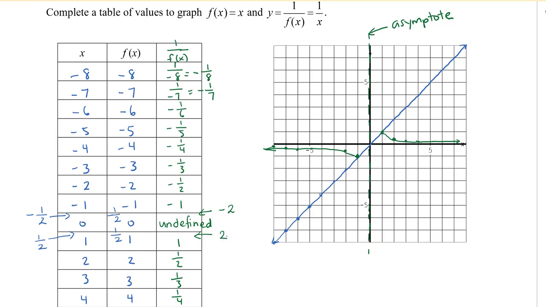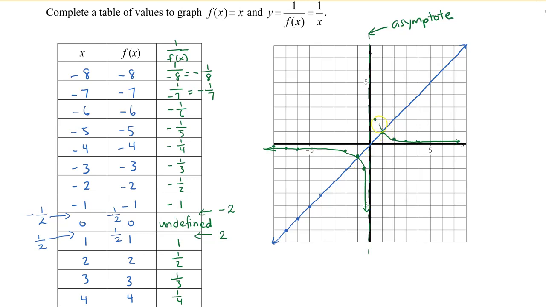So graphing these two new points, I have negative a half and negative 2. So negative a half and negative 2 is right here. And then I also have a half for x, and y is 2. So half and 2. So if I pick more and more points, I will see that my graph looks like this.